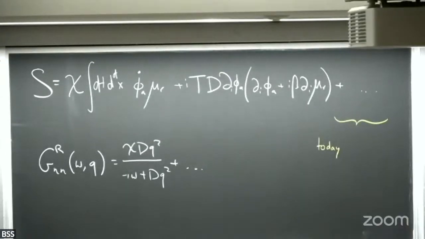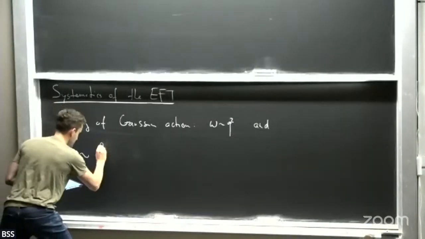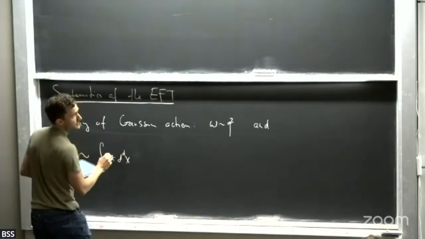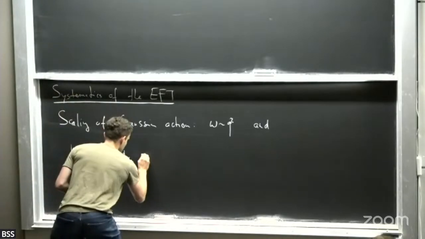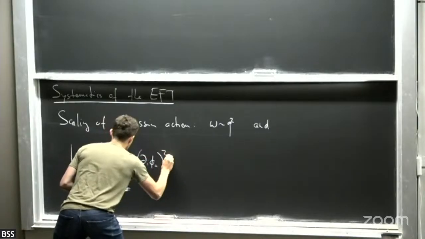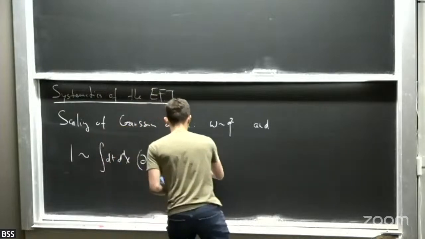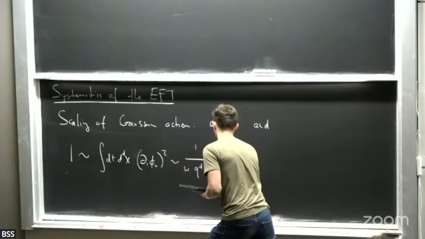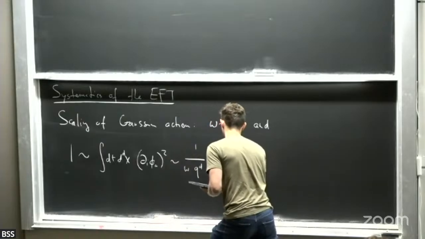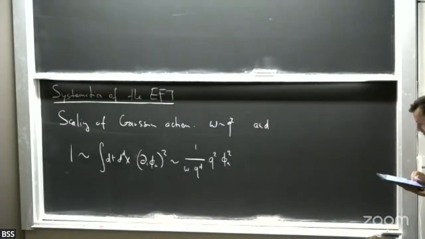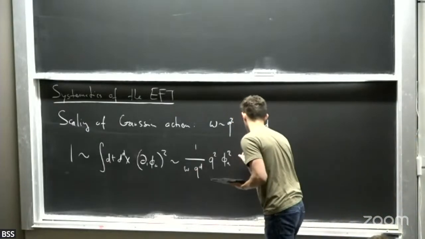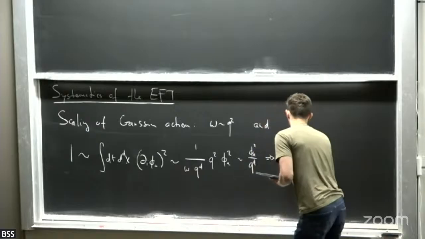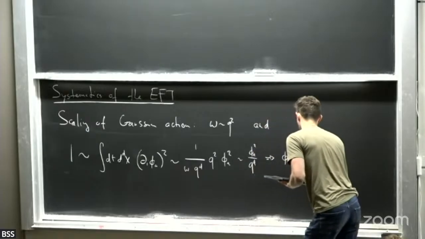A quick way to do this is to set the action to scale like 1, and choose a term. Let's choose the term with two phi a's. It has two spatial derivatives. So this scales like 1 over frequency times q to the d. We have two derivatives, q squared, times phi a squared. Omega scales like q squared, so we're left with phi a squared over q to the d. So you learn that fluctuations of phi a scale like q to the d over 2.